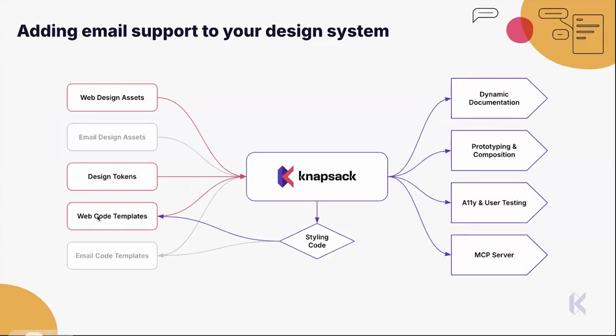And we've got our web and maybe mobile app code templates we're pulling in. And so those are all coming into Knapsack. We do some magic to make sure that the tokens turn into styling code, which can be used in those different component implementations. But then importantly, we churn out all these different features and experiences, right? The docs, prototyping, user testing, more recently our MCP server, using this wonderful collection of data and inputs we have.